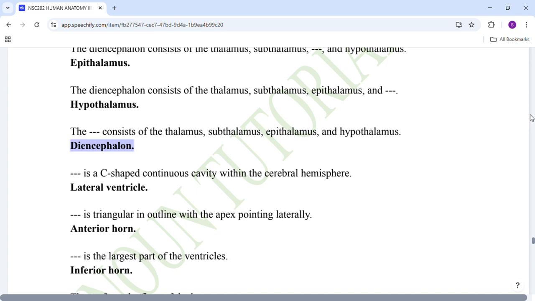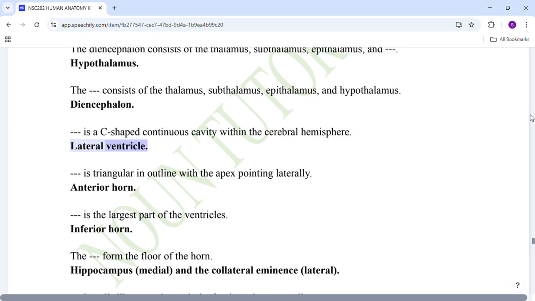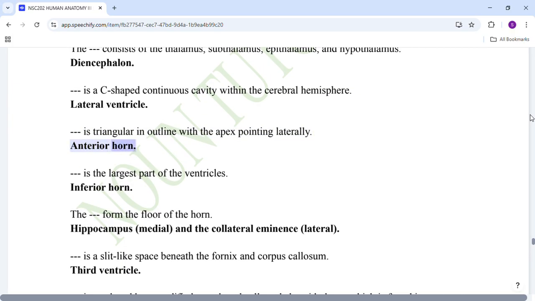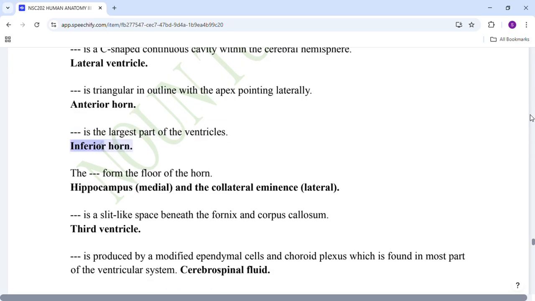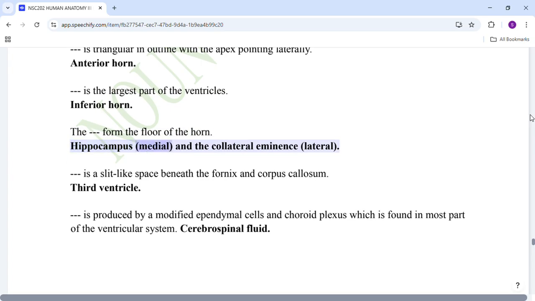The lateral ventricle is a C-shaped continuous cavity within the cerebral hemisphere. The anterior horn is triangular in outline with the apex pointing laterally. The body is the largest part of the ventricles. The inferior horn: the hippocampus, medial, and the collateral eminence, lateral, form the floor of the horn.